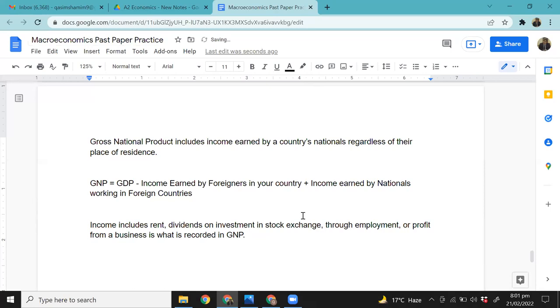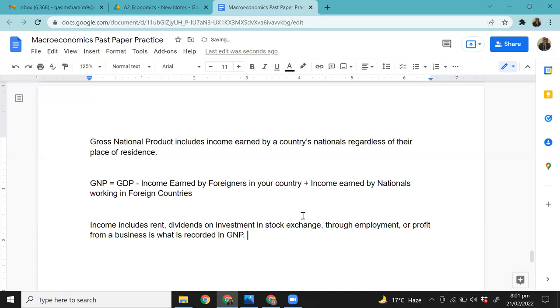So long story short, whatever goods and services are produced within the borders of Pakistan, regardless of whether they were produced by Pakistani businesses or foreign businesses. So if Toyota has a production plant in Pakistan, or Honda has a production plant in Pakistan, now these are not Pakistani businesses, but since they are producing in Pakistan, that will be part of Pakistan's domestic product, right? Because it's produced within borders of Pakistan.